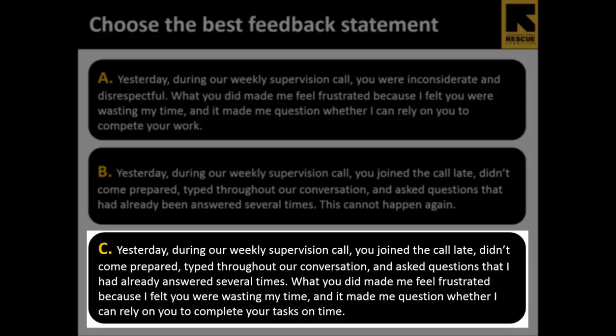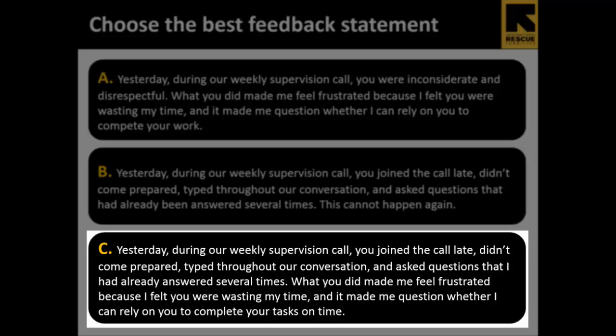Option C is the best feedback statement. Let's take a look at why. When you're trying to figure out which statement is the best, you should have been thinking about the SBI model: situation, behavior, impact. Option C has all three parts of the model.